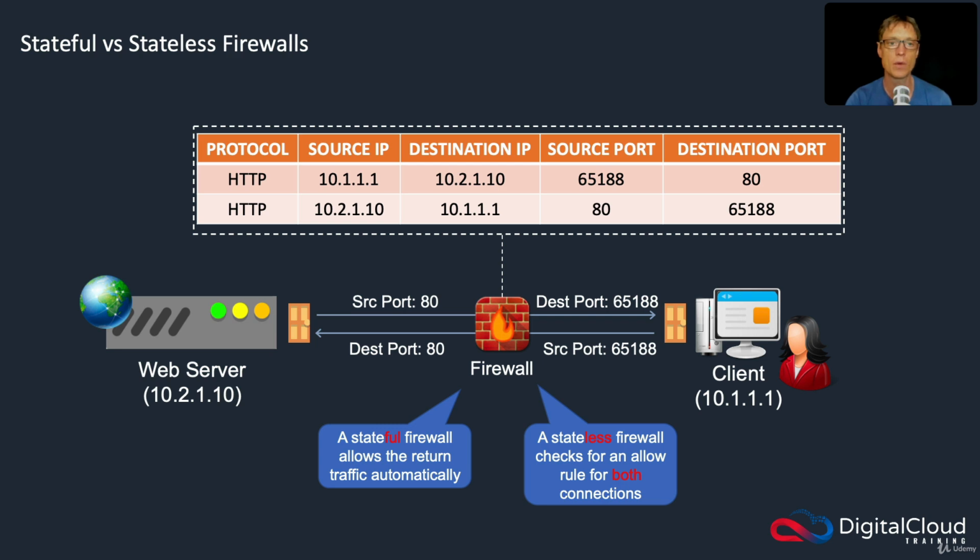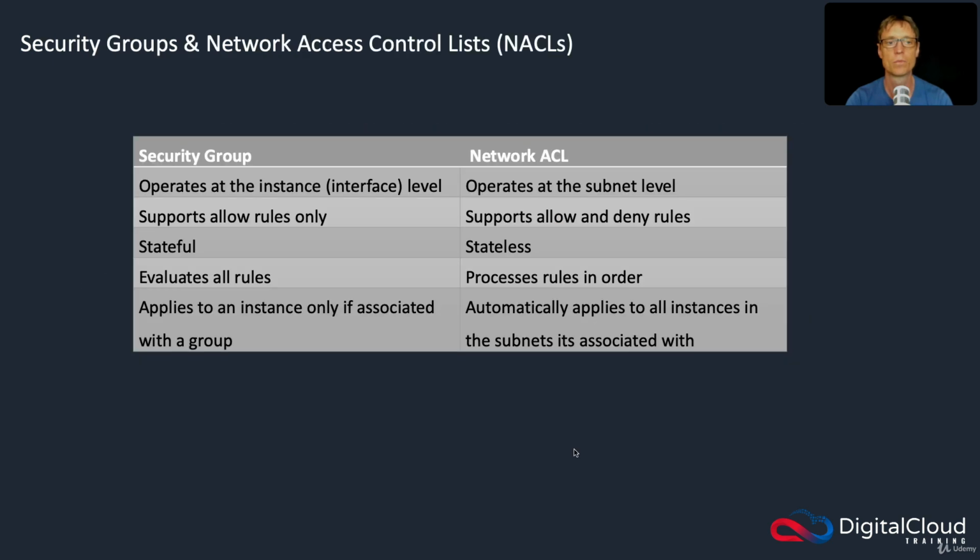Now, in the AWS world, the security group is a stateful firewall and a network ACL is a stateless firewall. So let's have a look at a quick summary of security groups versus network ACLs. The security group operates at the interface level, whereas the network ACL operates at the subnet level. A security group supports allow rules only, and that means by default it will deny all traffic unless you create a rule to allow traffic. You don't create a rule to say I'm going to deny traffic. It just does that if you don't have an allow rule.